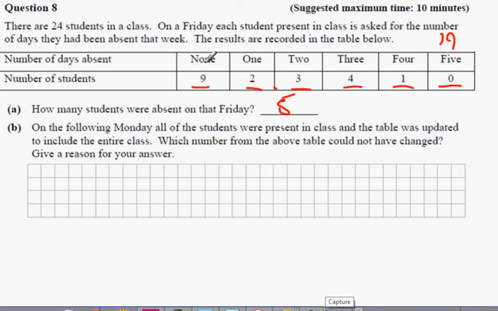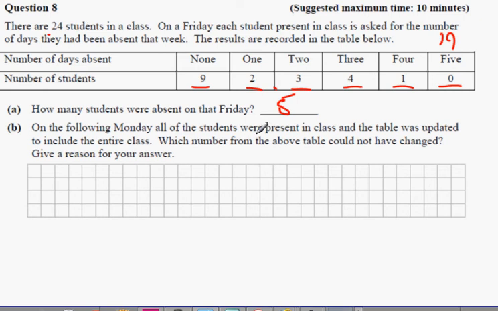No. See, Brian, what happened was we added them all together. 9 students were out for none. So they interviewed the class. 9 students said I was out none days. 2 students said they're out for 1. 3 said out for 2. 4 students said they were out for 3 days. 1 student said they're out for 4 days. 0 said they're out for 5 days. But when we added up the number of students that were interviewed, we only got 19. 19 out of 24. And this meant that 5 of them had to be absent.